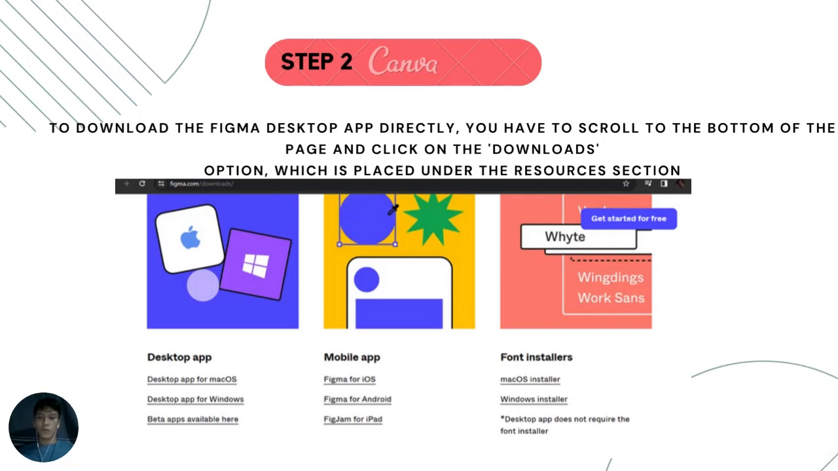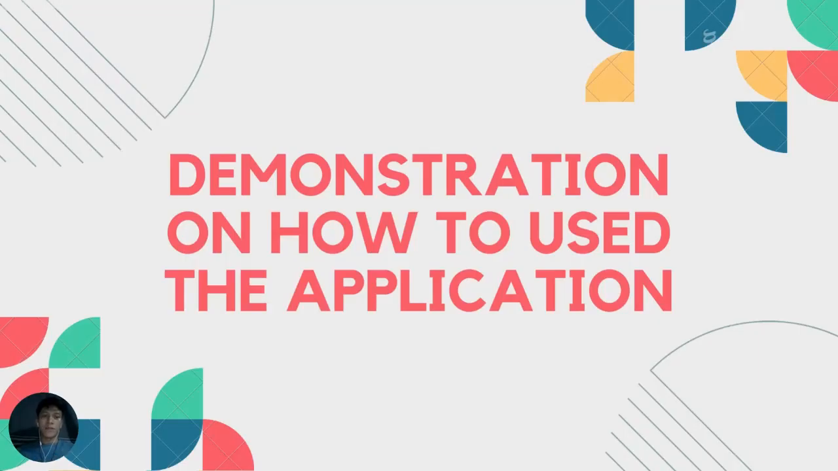Step 2, to download the Figma desktop app directly, you have to scroll to the bottom of the page and click on the downloads option, which is placed under the resources section. And on the next page, you will see the Figma desktop download option for various platforms, including macOS and Windows. Choose the link according to your device and soon it will start the downloading process. When your file is downloaded, simply install it and run the desktop version. Demonstration on how to use the application.